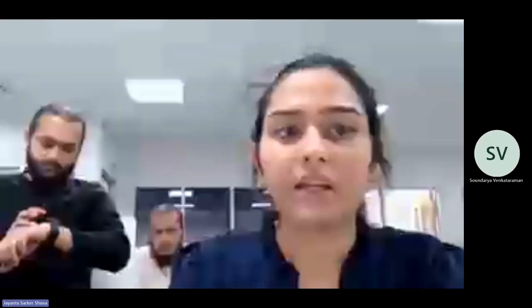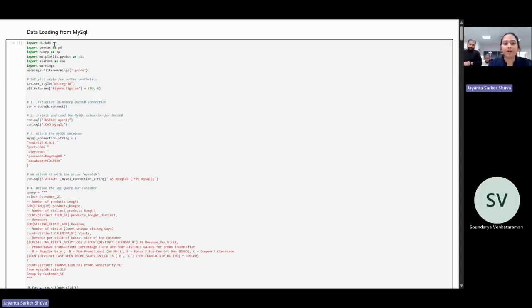Myself, Soundarya. Here in our assignment, we have used DuckDB to connect with MySQL using Python. We have not loaded the whole data. Instead, we have used one query to execute inside the MySQL database, so it will also reduce the RAM memory.